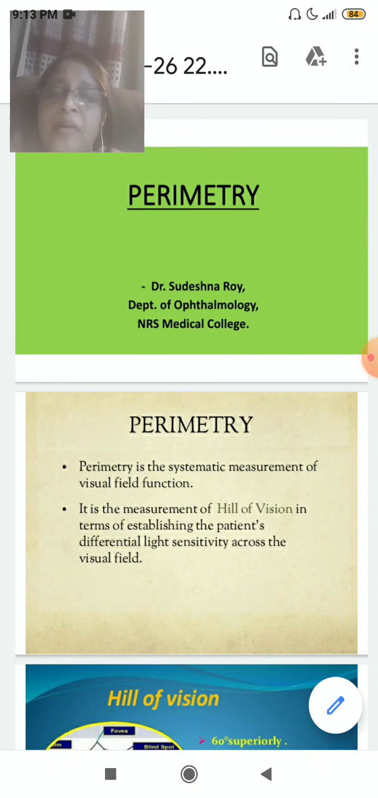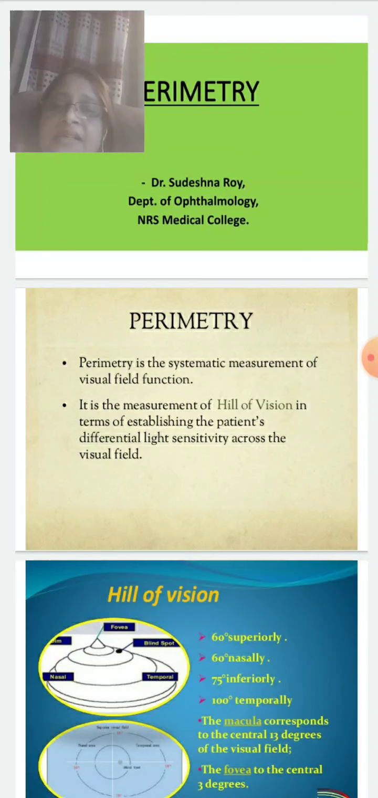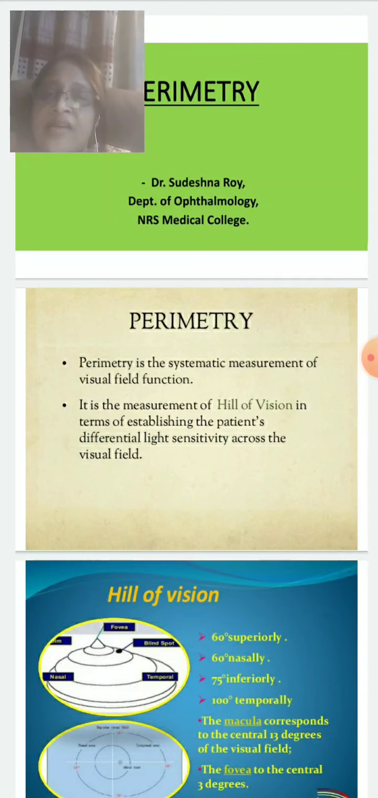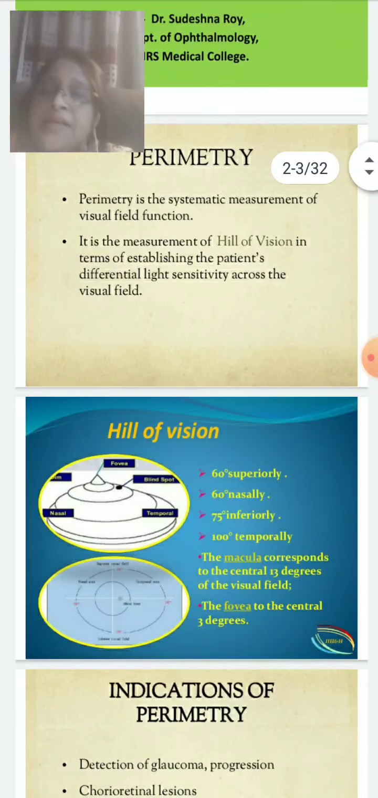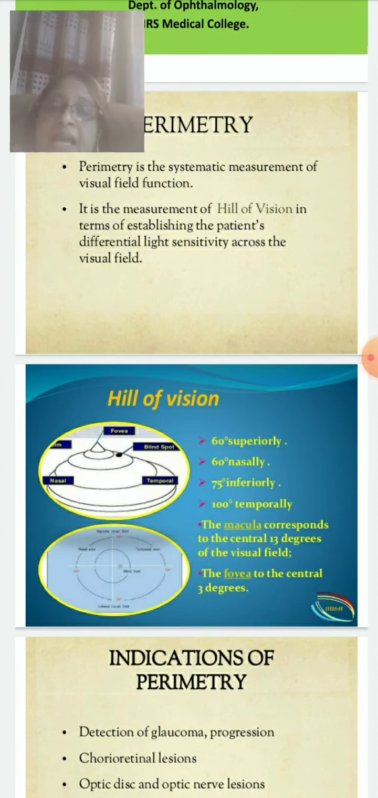Today we will be dealing with perimetry. What is perimetry? Perimetry is the systematic measurement of the visual field of a patient. What is the visual field? It is the seeing area of one eye. How much is the visual field? It is 60 degrees superiorly, 60 degrees nasally, 70 degrees inferiorly and 100 to 110 degrees temporally.